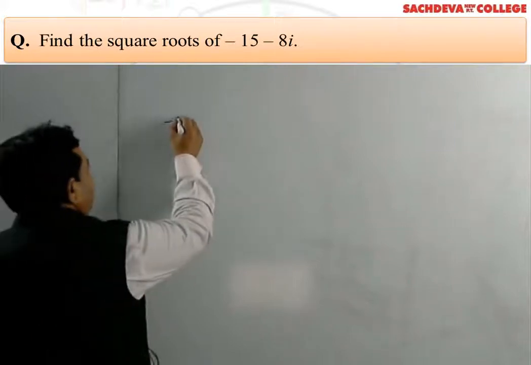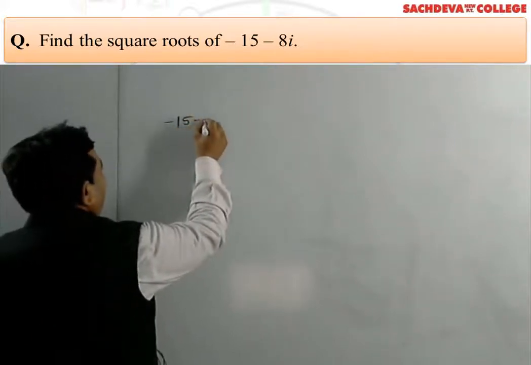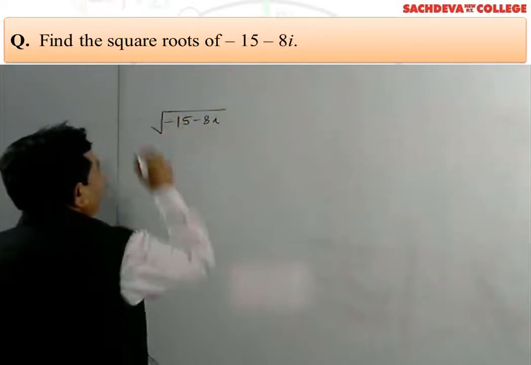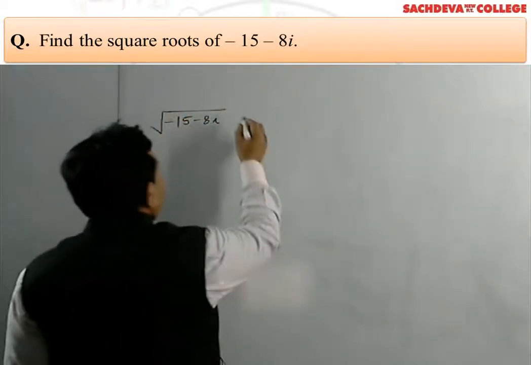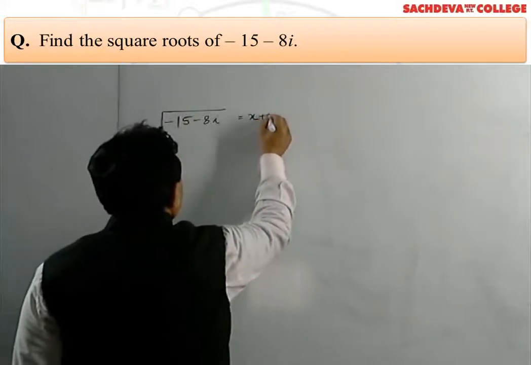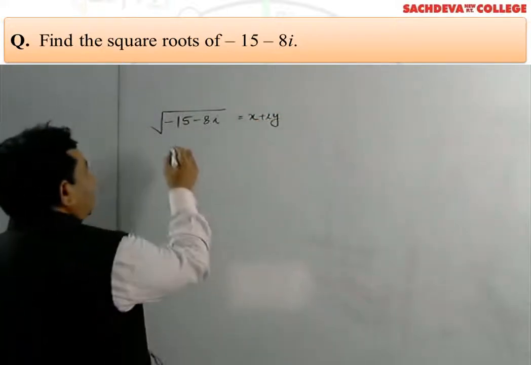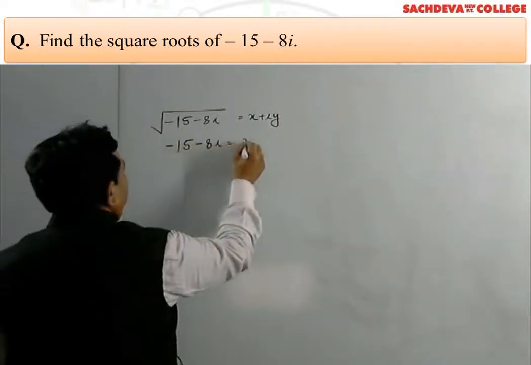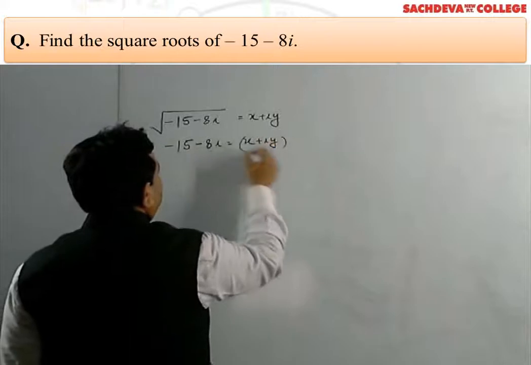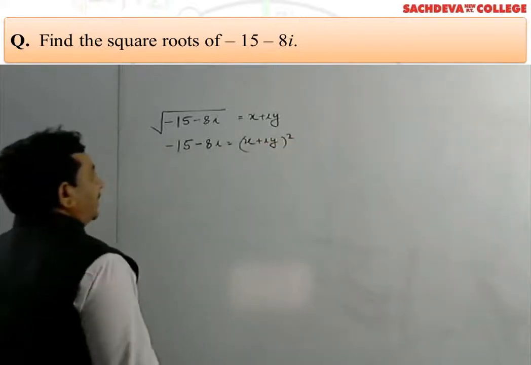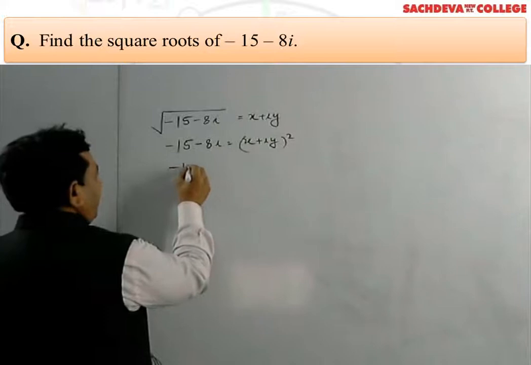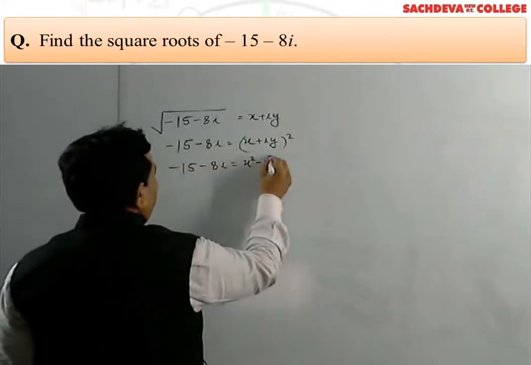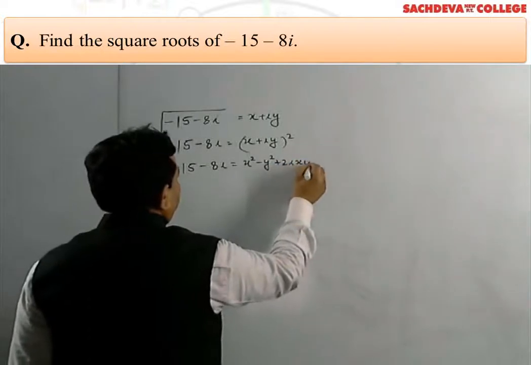Next problem. Find the square root of minus 15 minus 8 iota. Given that minus 15 minus 8 iota, we want to find here a square root of this number. Let this will be equal to x plus iota y. On squaring both sides, we find minus 15 minus 8 iota is equal to x plus iota y whole square. Now on expanding, we find minus 15 minus 8 iota is equal to x square minus y square plus 2 iota xy.